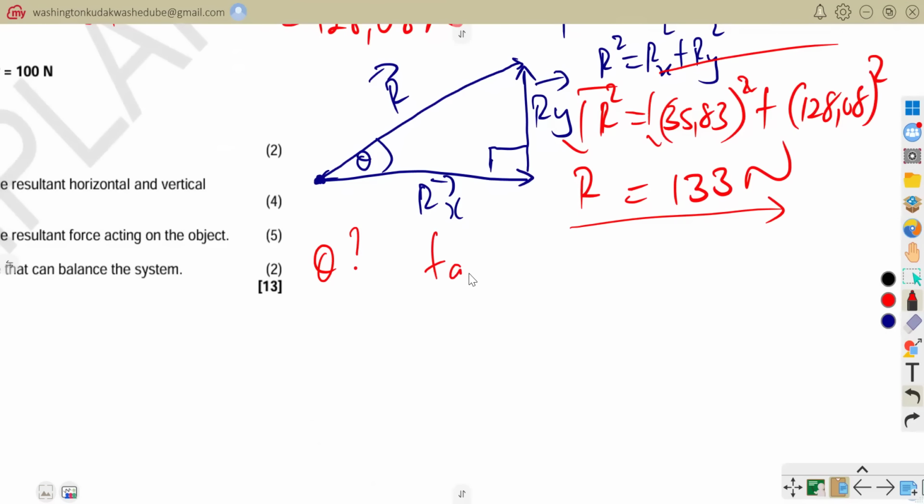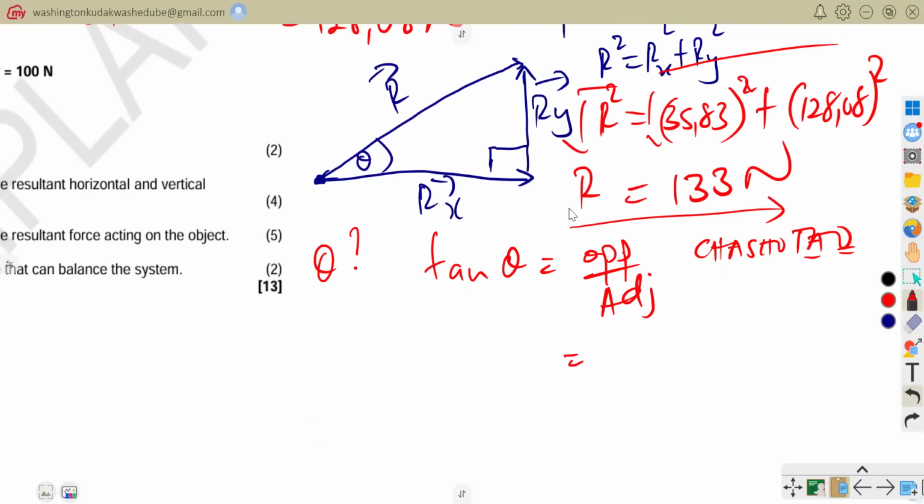So we know that from SOH CAH TOA, tan theta is equal to what? Opposite over adjacent. We are using this SOH CAH TOA. So tan theta is equal to opposite over adjacent. What is our opposite? That is Ry. And what is our adjacent? That is Rx. So we can say tan theta is equal to Ry over Rx. So that theta would definitely be arctan.